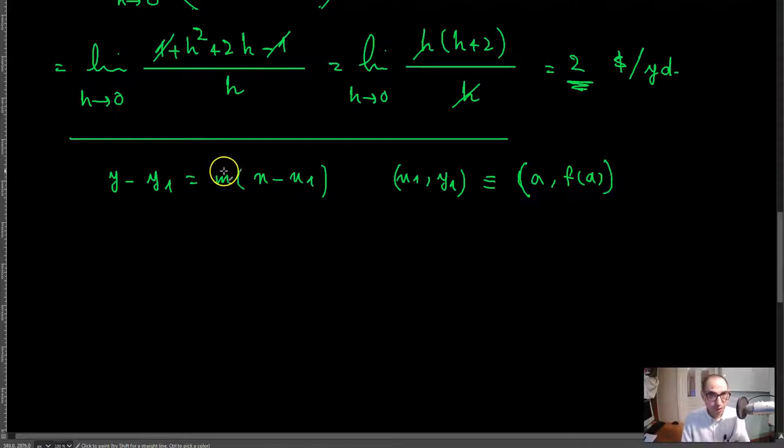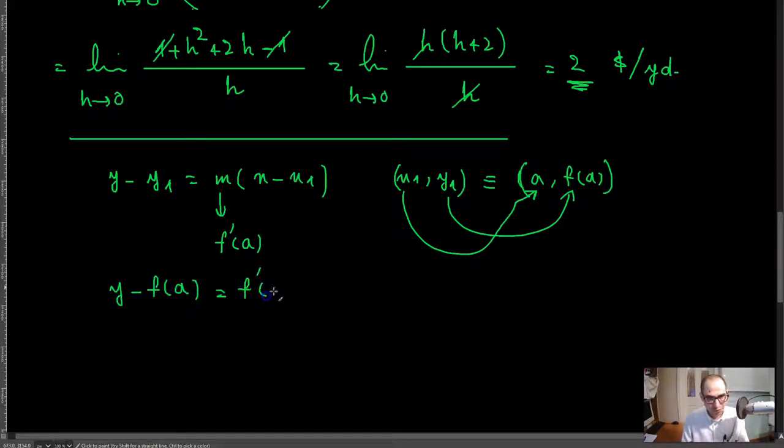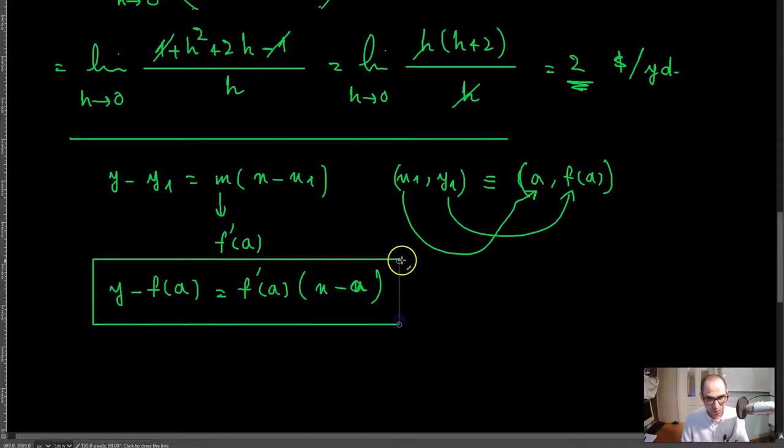And we know that since the line is supposed to be tangent to the graph of the function, the slope of the line is supposed to be equal to the derivative of the function at the same point, which is f prime of a, right? Which means y1 becomes f of a and x1 becomes a. So I can write this as y minus f of a is equal to f prime of a times x minus a. In this particular case, at least, I can write the equation of the line this way, right?